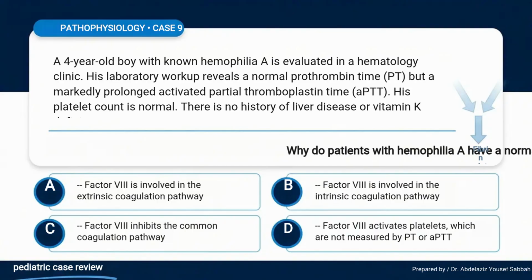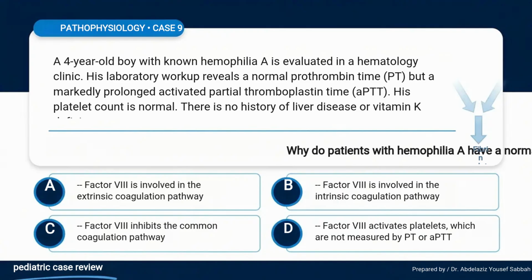Case 9. A 4-year-old boy with known hemophilia A is evaluated in a hematology clinic. His laboratory workup reveals a normal prothrombin time, but a markedly prolonged activated partial thromboplastin time. His platelet count is normal. There is no history of liver disease or vitamin K deficiency. Why do patients with hemophilia A have a normal prothrombin time, but a prolonged activated partial thromboplastin time?